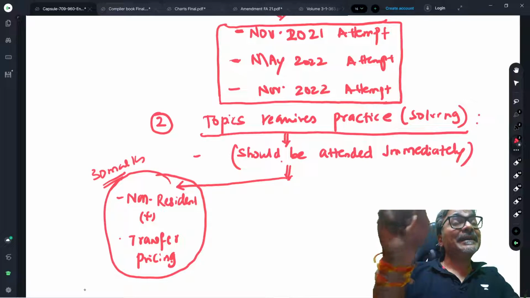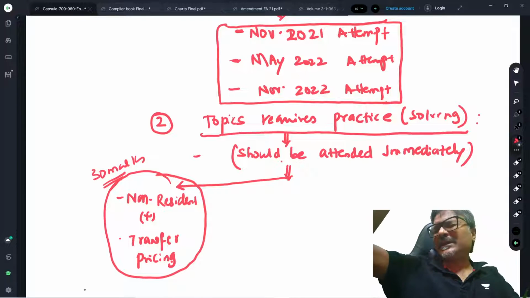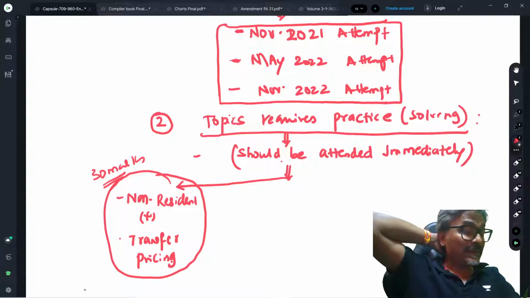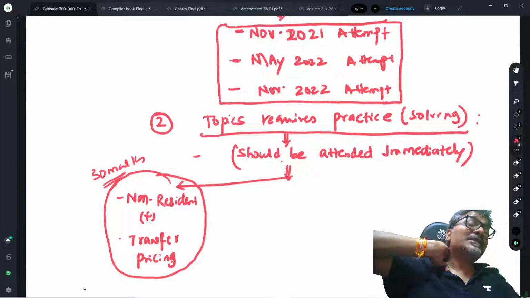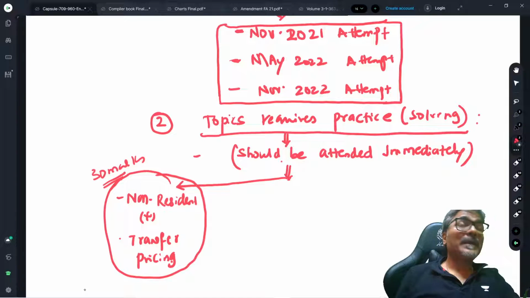The reason is that a simple question on equalization levy, I think that was in the last to last attempt, students didn't get full marks. This is the problem. Students didn't get full marks in equalization levy, although the answer was right. Why? Because they could not draft the provision properly.